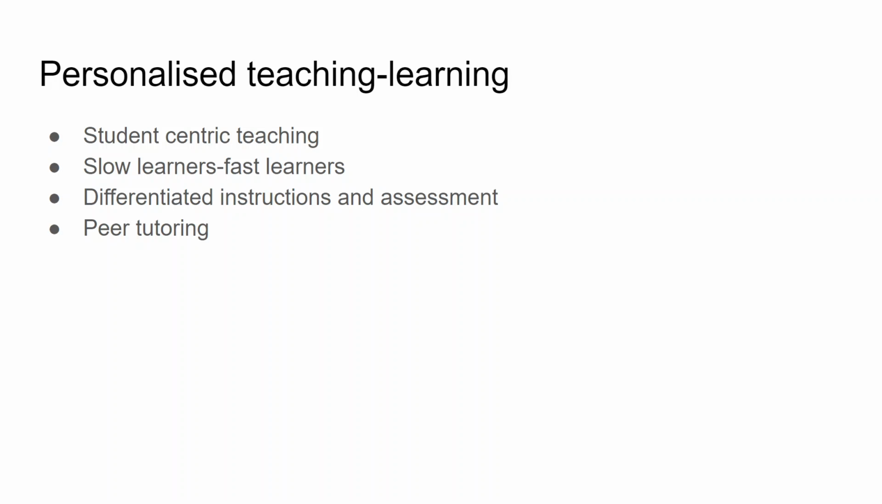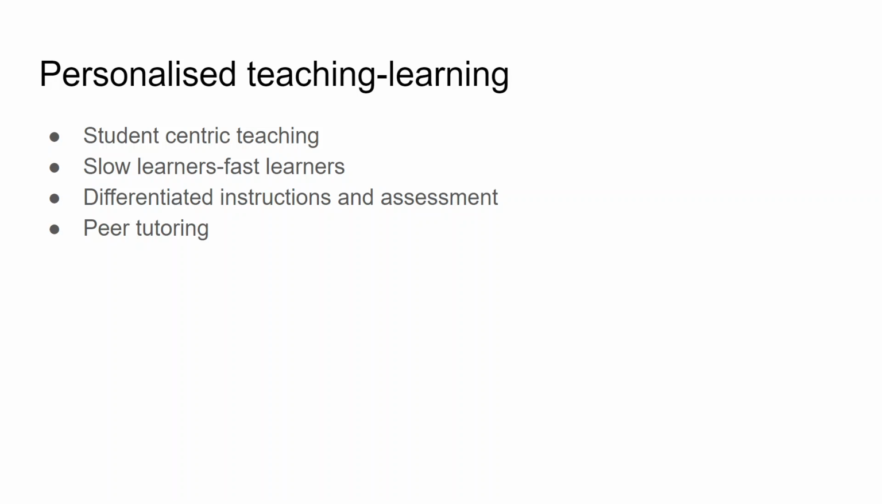So in personalized teaching approach or in student centric approach, a teacher needs to learn more things. So the training is required in this case. One will have to differentiate these two categories in their class. If they want to follow the personalized teaching learning approach, they need to differentiate slow learners from fast learners. So they can have differentiated instructions and assessment for slow learners, and different instructions and assessment methods for fast learners.